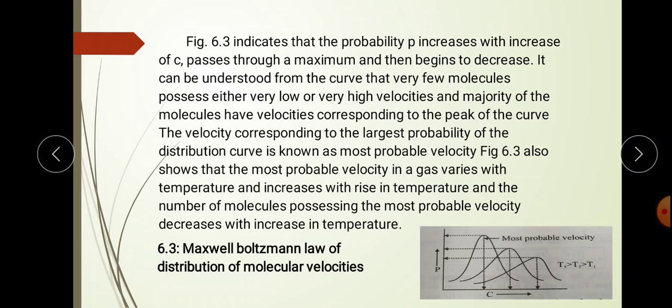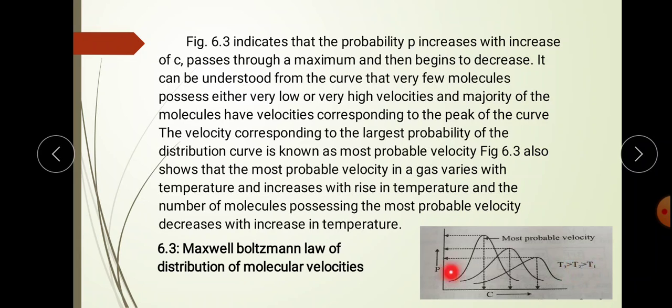So as there is an increase in temperature, the most probable velocity also increases. The number of molecules possessing the most probable velocity decreases with the increase in temperature. When we are talking about the temperature effect, as there is an increase in temperature, the most probable velocity increases. This is the T1 curve, this is the T2 curve and this is the T3 curve. T3 is the highest temperature as compared to T2 and T1. This is the range of temperature.